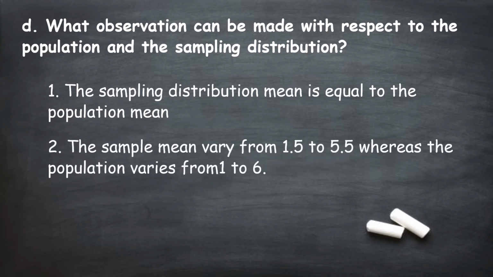Next, the sample mean varies from 1.5 to 5.5, whereas the population varies from 1 to 6. So as you can see, obviously, there is a difference between the sample mean and the population. But also, if you can notice, there is no big difference between the sample mean and the population mean. So this is what I was trying to say a while ago, that there might be a difference between the numerical values that you will obtain, but the difference between those values is not quite big.